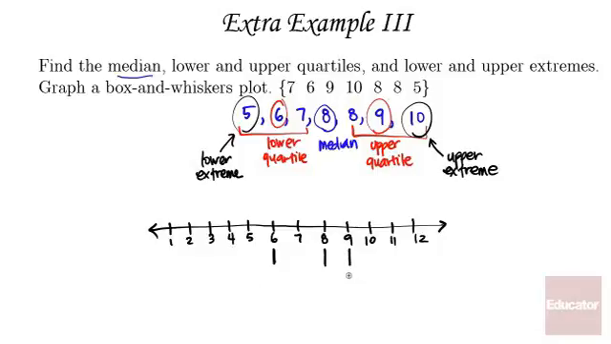Okay, so then once you have your 3 numbers there, or 3 little lines right there, draw the box that connects those quartiles. And then my lower extreme, so then from the box, draw a whisker out to that lower extreme, 5. And then from here, whisker out to the upper extreme, which is 10. Okay. So that's it for this one.